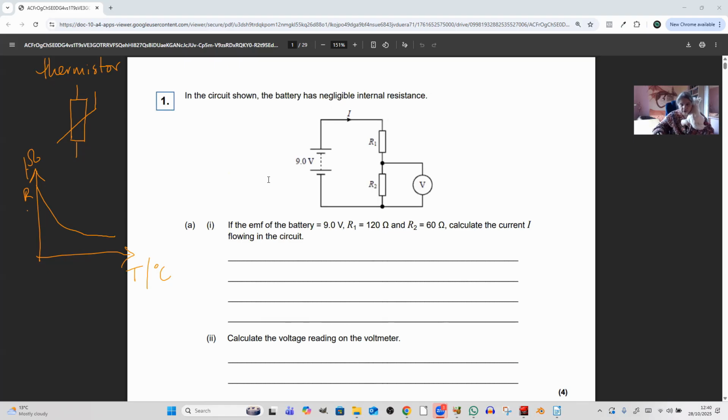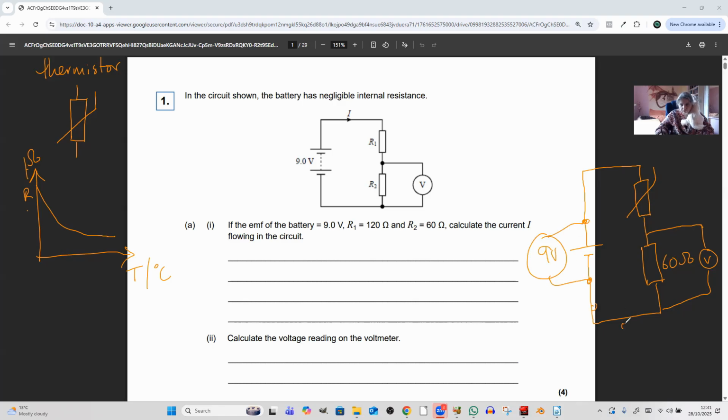So what I'm going to do is sketch our new circuit. Remembering our Ninja question reading, we're going to draw the situation. In this case, there is our thermistor. R2 is the same, presumably it's still 60 ohms. And we've got our voltmeter across that one. This is still 9 volts, presumably.